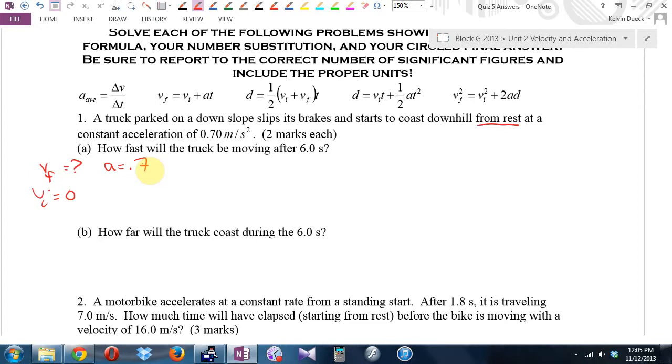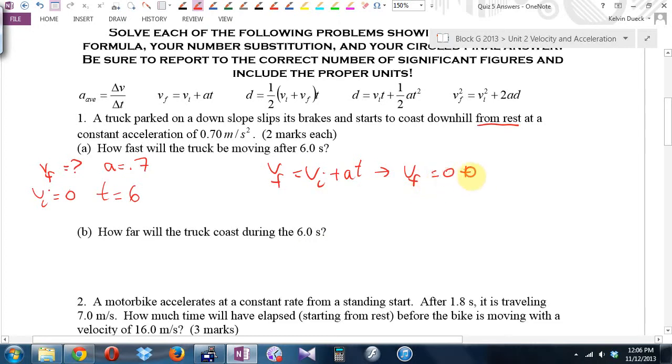Oh, and they told me one more thing in A. I think they said, okay. I already got the V final by itself. V final is going to be 0 plus 0.7 times 6. I think I can do this in my head. 4.2, yeah? So if you got 4.2 meters per second, you get 2 out of 2. If you forgot the units or you botched the units, I would take a half mark off. Otherwise, I would go something like this. 1 mark for that, half mark for the numbers, half mark for the answer.